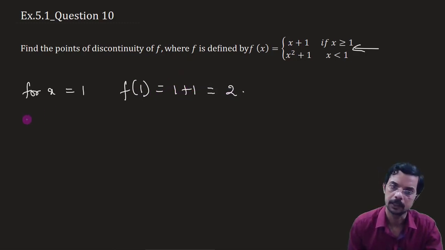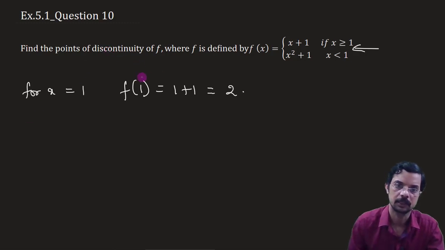Now we need to check whether f is continuous at x equal to 1 or not. So x plus 1 is a polynomial function, so it is continuous in whatever domain it is defined, and x square plus 1 is also continuous for its domain. Now we'll check the left hand limit, because 1 is lying here and everything to the left of it and right of it is defined differently.